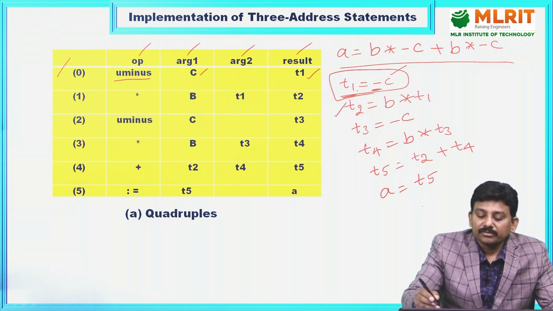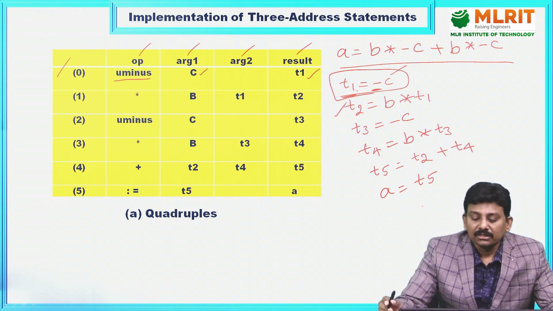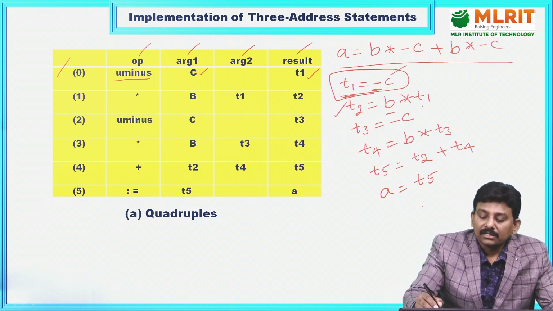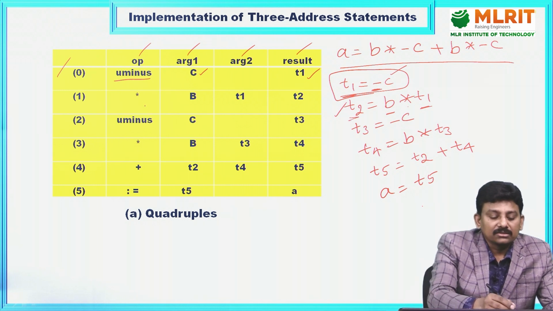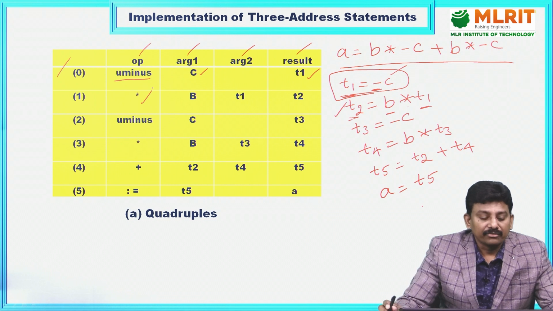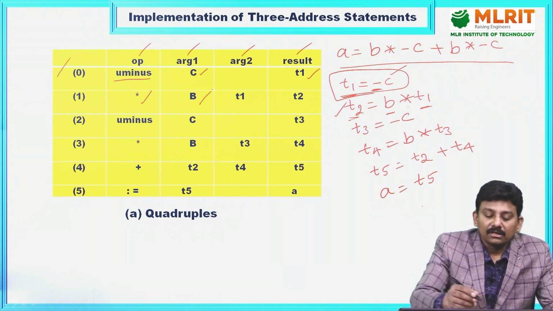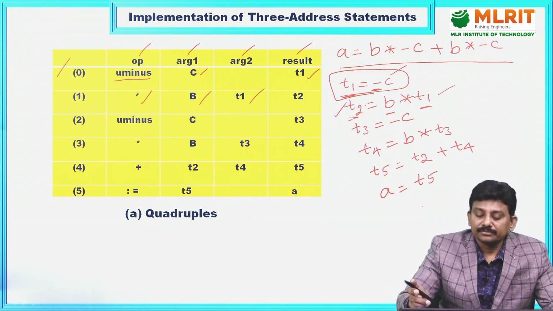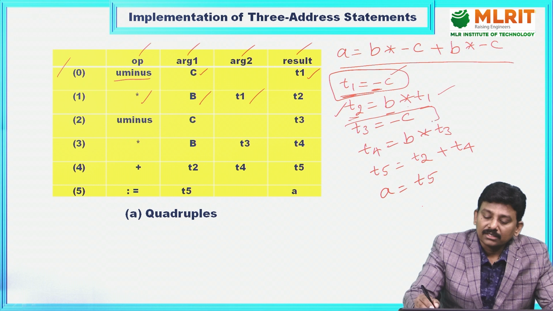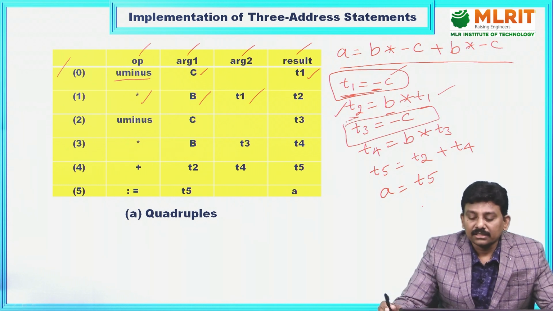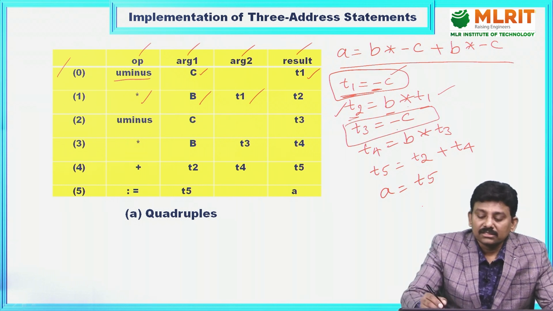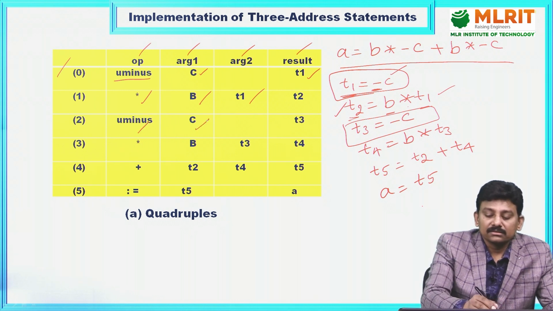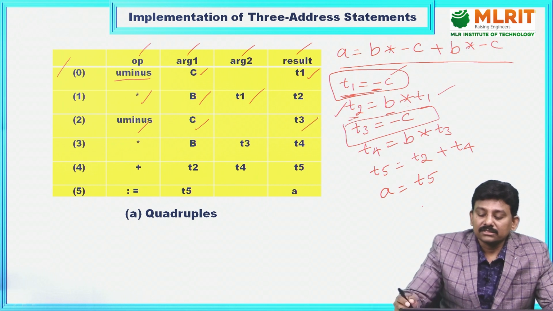Next, three address statement T2 = B * T1. Here B is argument 1, T1 is argument 2, T2 is the result. Operator is star. So, put star in the operator field and B in argument 1 field, T1 in argument 2 and T2 is the result. Next statement, T3 = minus C. So, T3 is the result, operator is unary minus, C is argument 1.